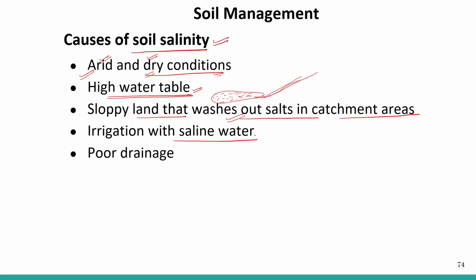Irrigation with saline water. When we irrigate our cropland with saline water, then also it causes soil salinity. And poor drainage. Salts are present in the soil, but if there is a poor drainage system, then the concentration of that increases, right?